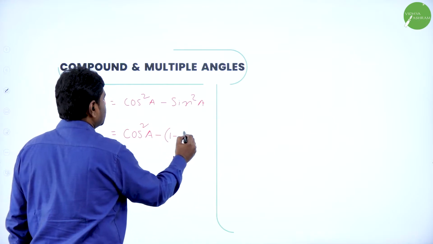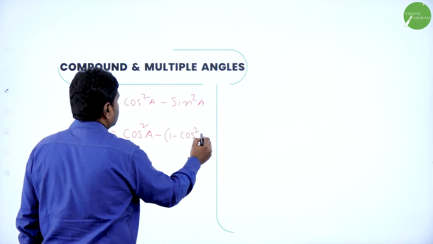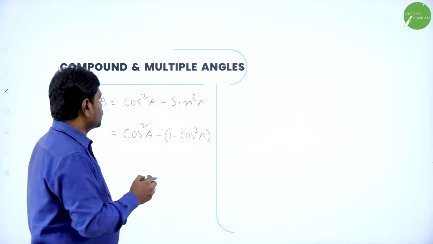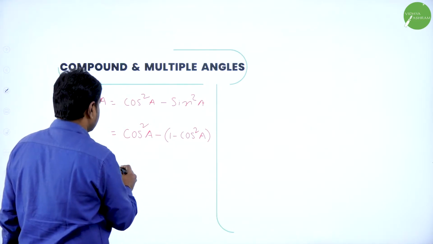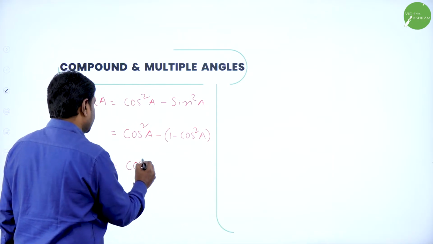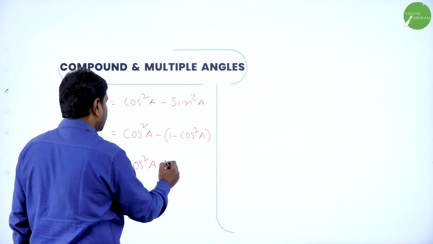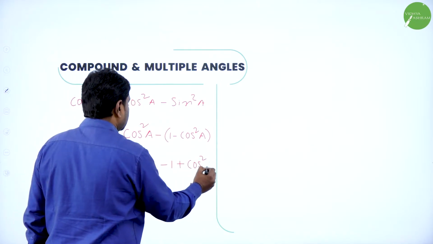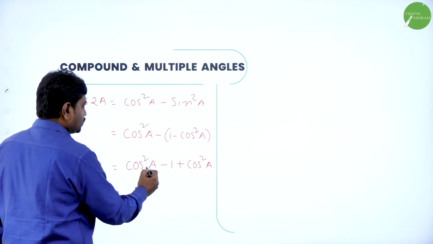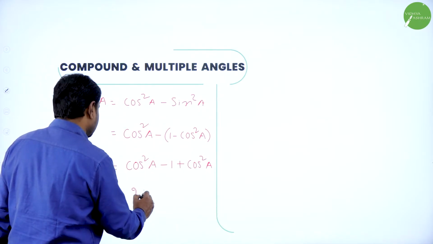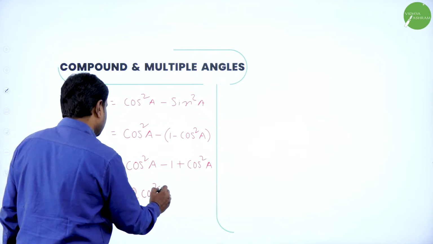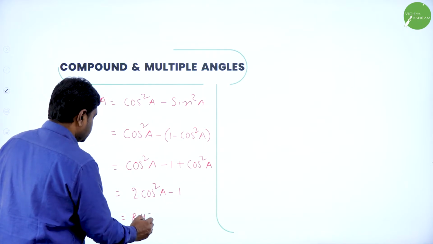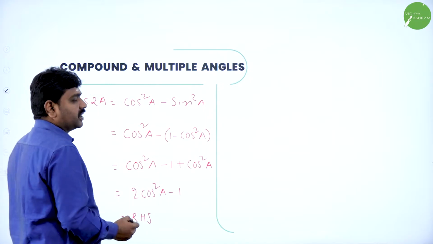Sin square a can be written as 1 minus cos square a. All of you know sin square theta can be written as what? 1 minus cos square theta. So instead of sin square a, I'll write 1 minus cos square a. Now that is cos square a minus, open the brackets, minus 1, minus into minus plus cos square a. Now further if you observe, we have cos square a plus cos square a, which is 2 cos square a minus 1. So this is RHS. So we proved cos 2a as 2 cos square a minus 1.